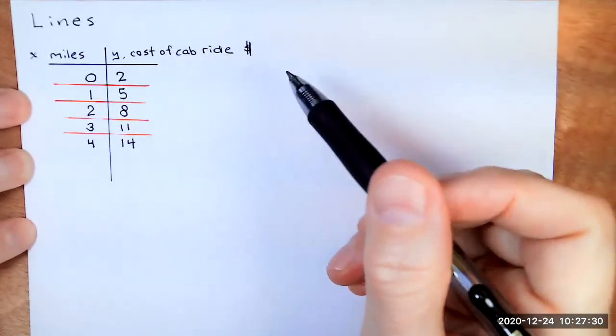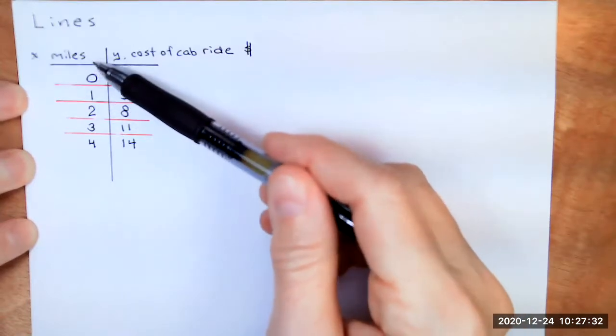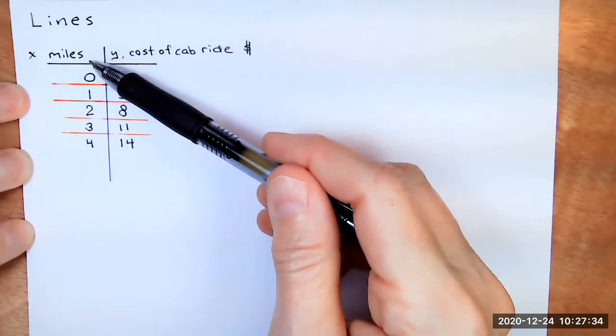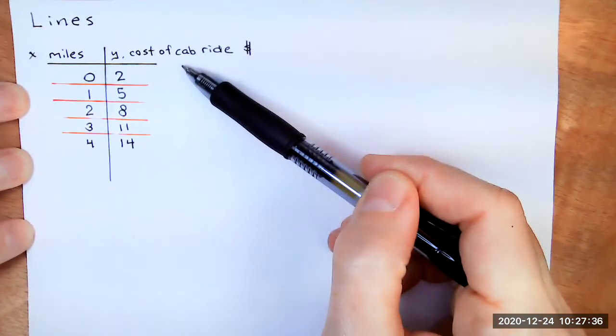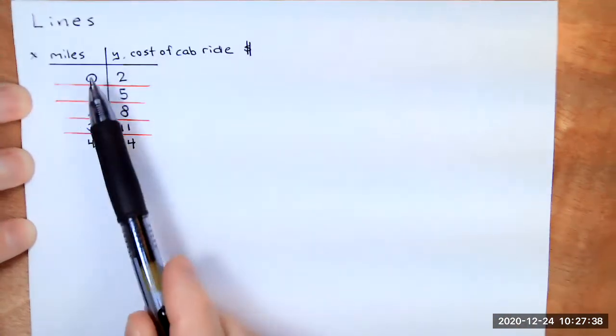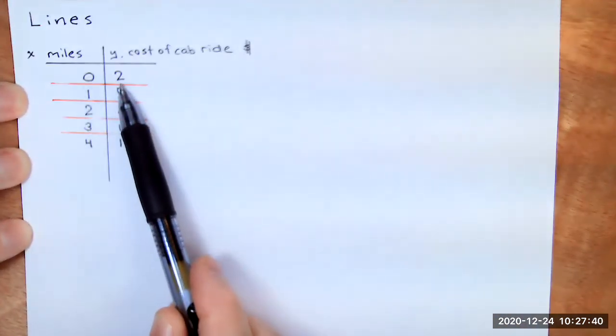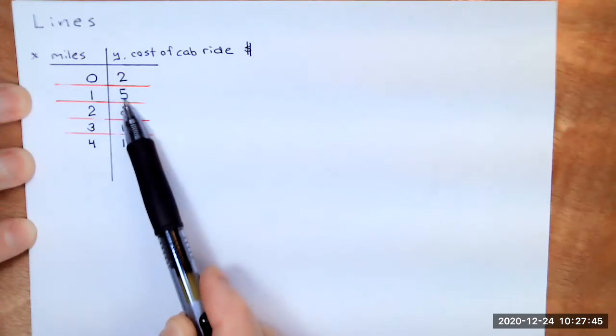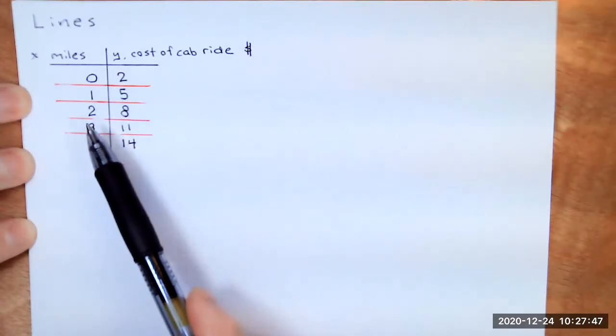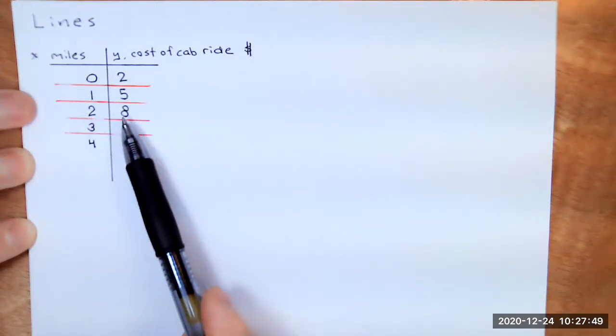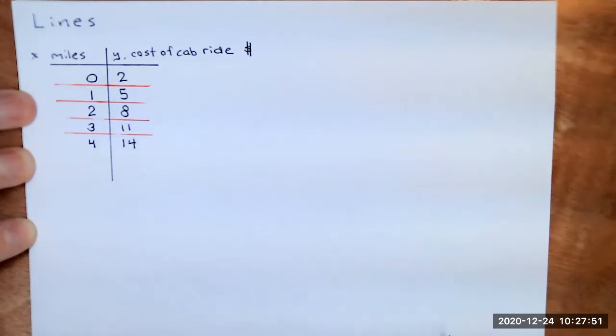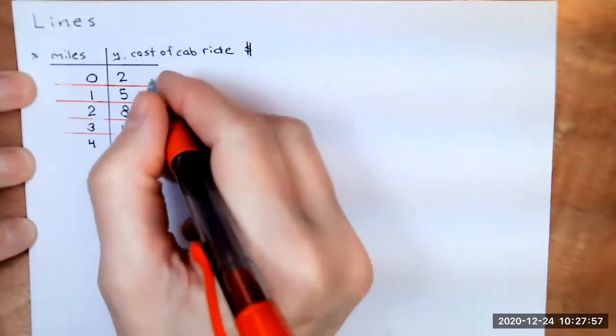All right, let's start with a function. This is a function that relates the number of miles of a cab ride to the total cost of a cab ride. So just to get into the cab, they charge you $2. After 1 mile, the total cost is $5. After 2 miles, the total cost is $8. So what is the cost of each additional mile?